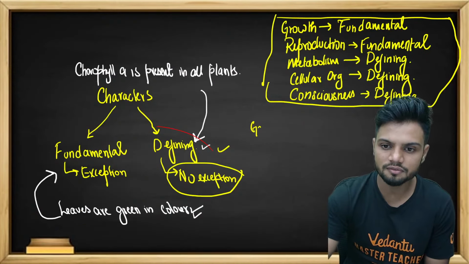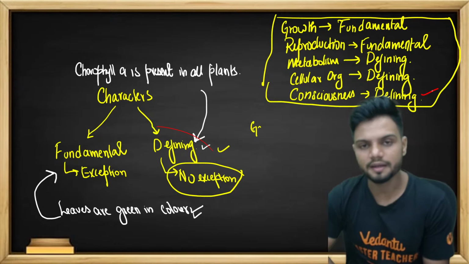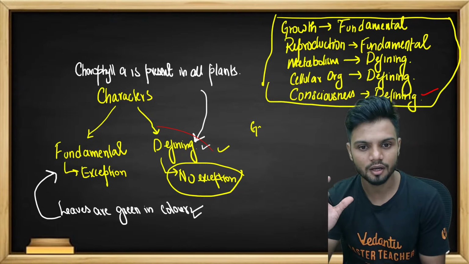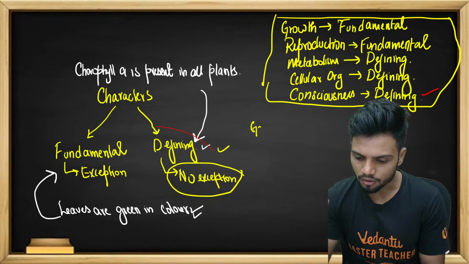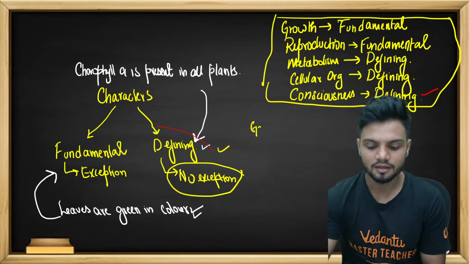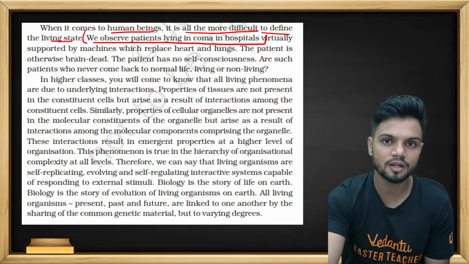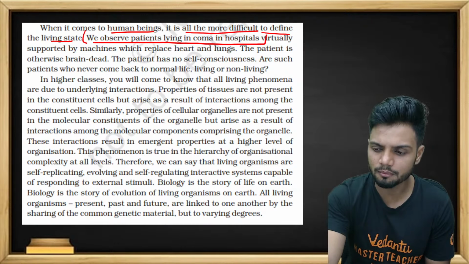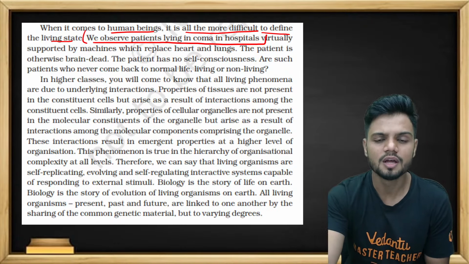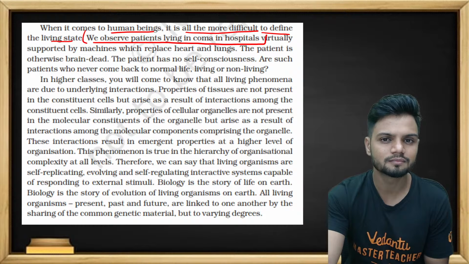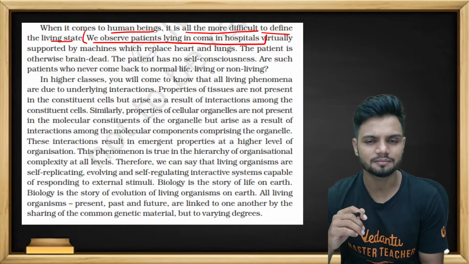Obviously, here I wrote for all of you, consciousness is a defining property. Consciousness is defining, which means there are no exceptions here. Every living organism will have consciousness. Now tell me, will the person in coma have consciousness or not? He should have consciousness. But just now I told you a person will never be able to see dance, never be able to listen to a song, never respond to any food. Then how can I call it consciousness?